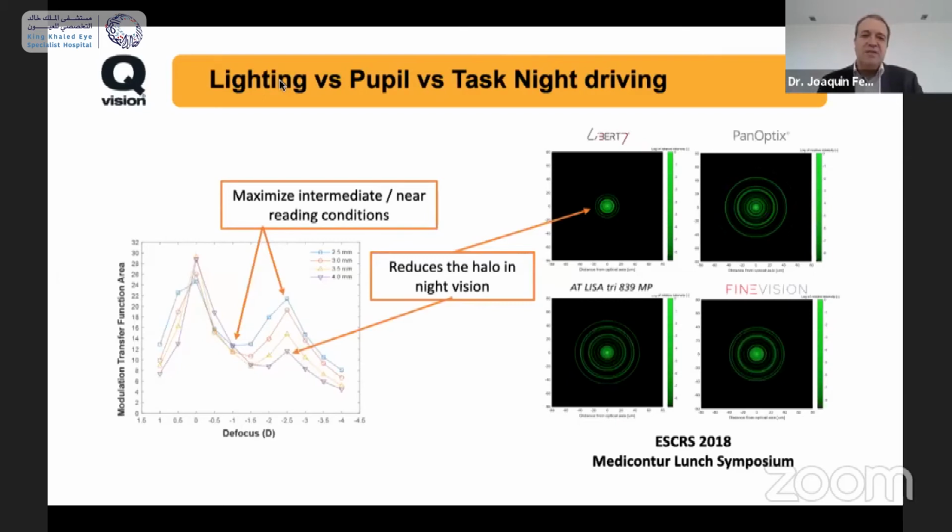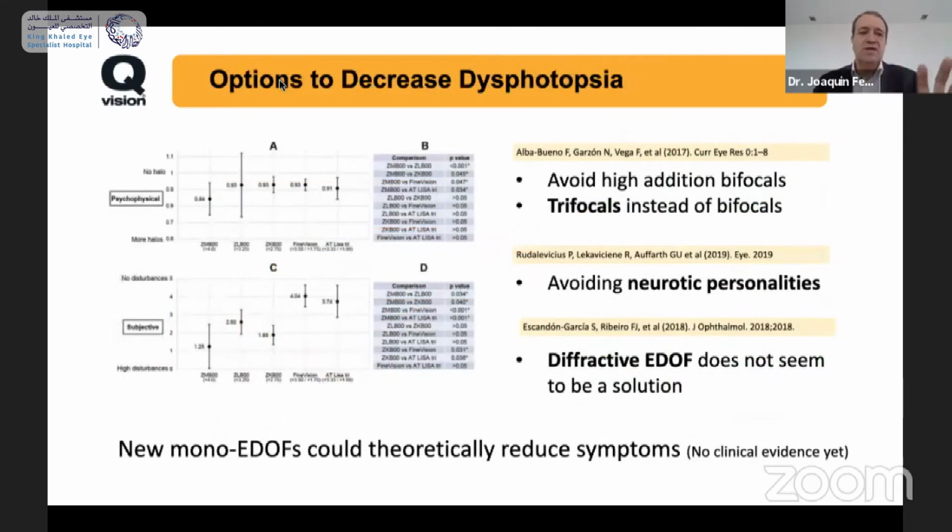But we discover that when the pupil is bigger, in mesopic conditions, for example in night driving, we give more distribution to distance vision and reduce the near vision. This is the idea of having only 7 rings, to reduce the halos and dysphotopsia without losing near vision. This is going to give our patient a very good experience when we tell them what the performance of the lens will be.